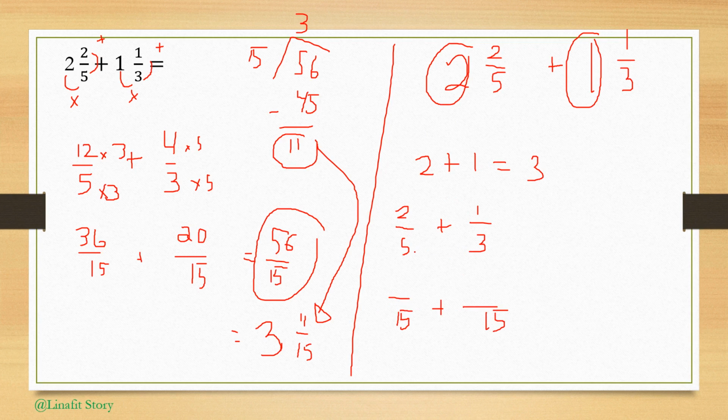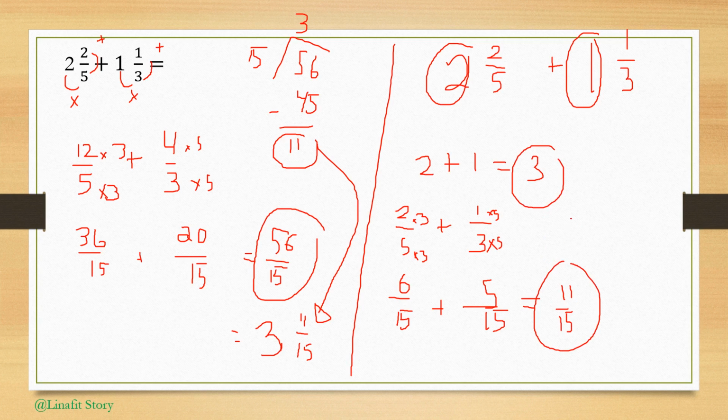Yeah, so 5 times 3, do the same to the top number. 2 times 3 equals 6. Next, 3 times 5, 1 times 5. So 6 out of 15 plus 5 out of 15 equals 11 out of 15. Then we add it. 3 plus 11 out of 15. So the answer equals 3, 11 out of 15.